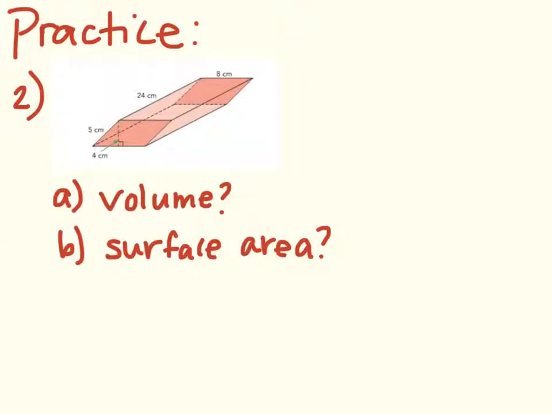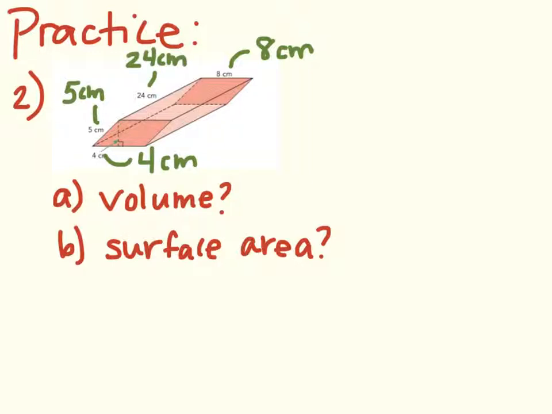The metal bar pictured below has bases shaped like parallelograms. The height of the parallelograms is 4 centimeters. The length of the first side is 5 centimeters, and the length of the other side is 8 centimeters. The height of the shape is 24 centimeters. Using that information, first find the volume of this metal bar.